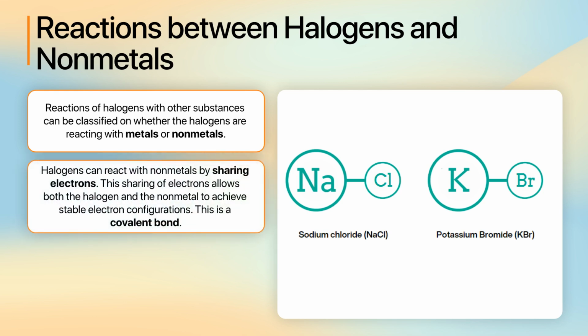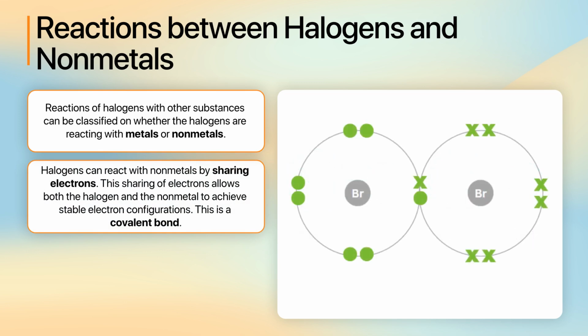Halogens can react with nonmetals by sharing electrons. This sharing of electrons allows both the halogen and the nonmetal to achieve stable electron configurations. The result of this sharing of electrons is the formation of molecules. This type of bonding is known as covalent bonding, which we will examine in greater detail in a later unit.